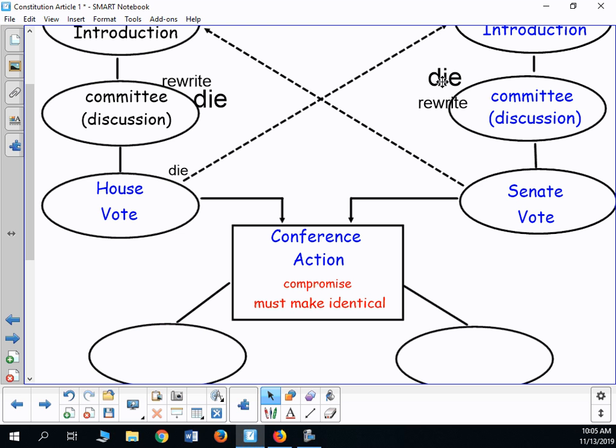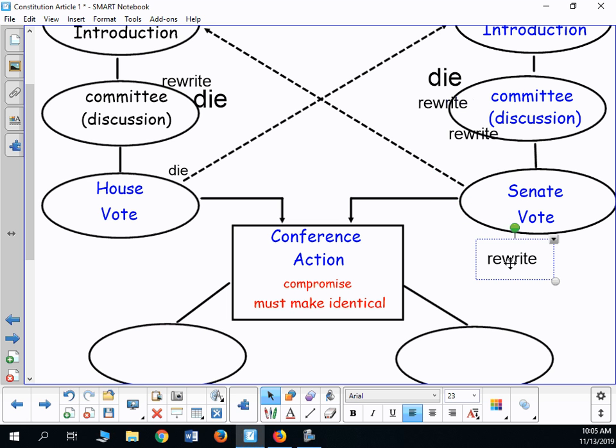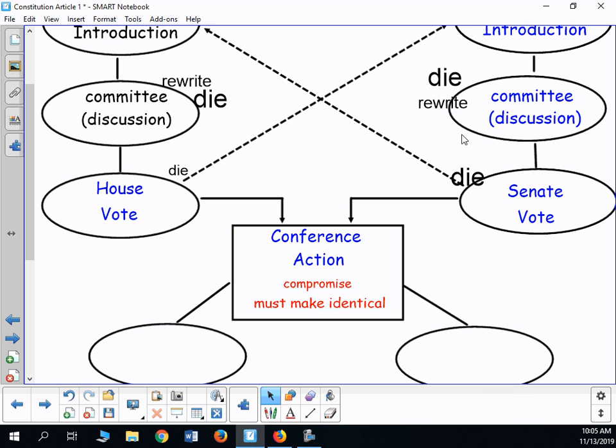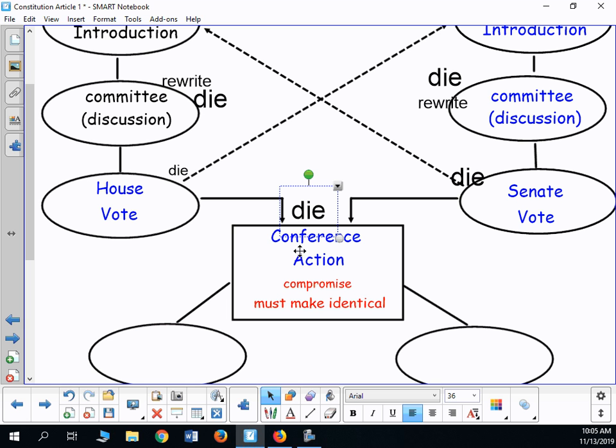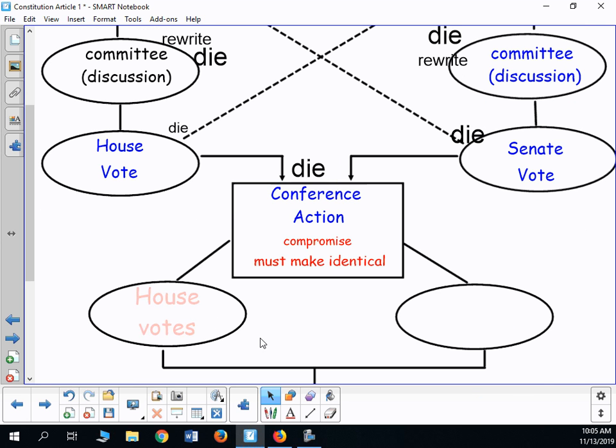Now, if they cannot compromise, what happens? Again, it could do the same thing here. It could die. If they cannot compromise, they cannot make it work, then it dies. It goes no further. But what if they are able to make a compromise and come to an identical form? Then it goes back to the House and back to the Senate, and they vote.